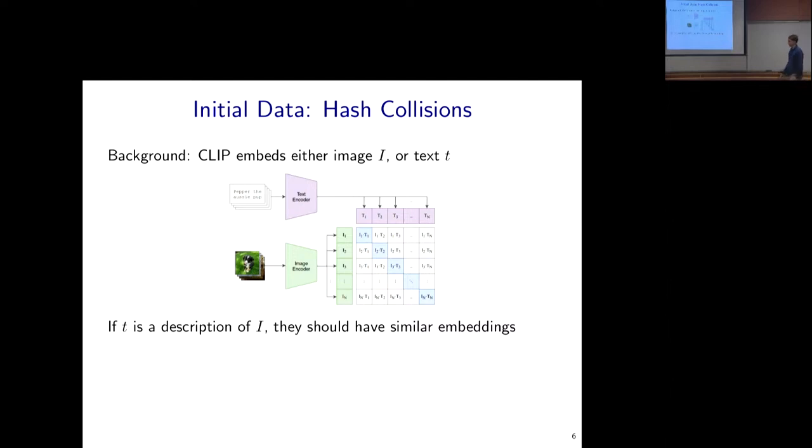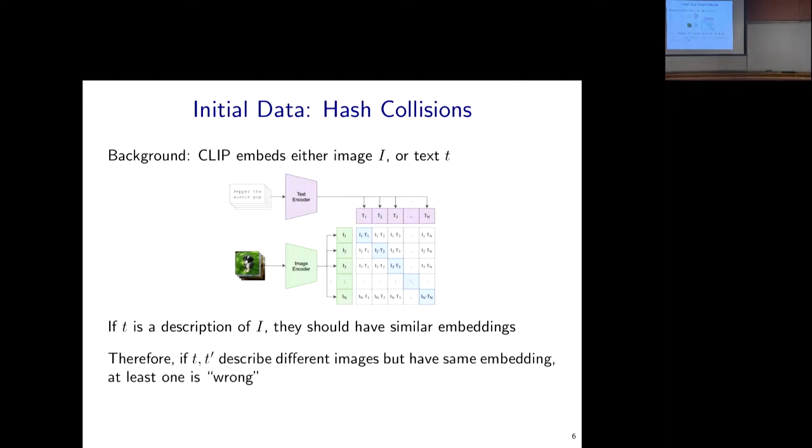So it's kind of a contrastive loss. In particular, it's trained such that if T is a text description of an image I, they should have similar embeddings, high cosine similarity. So the idea now is if I can find two text strings, T and T prime, that have very similar embeddings under CLIP, but that describe different visual concepts, then at least one of them has to be wrong, because that's going to mess up this matrix.